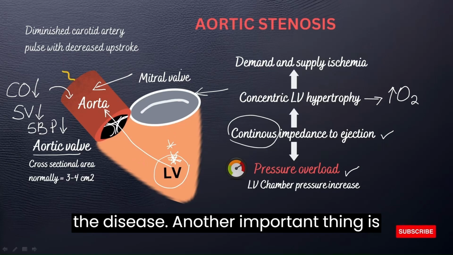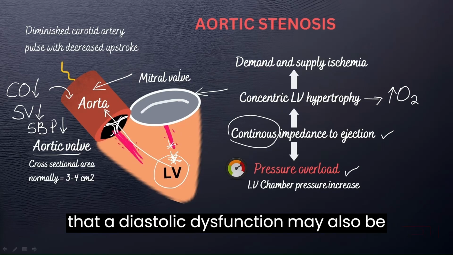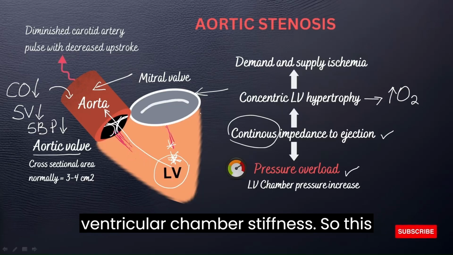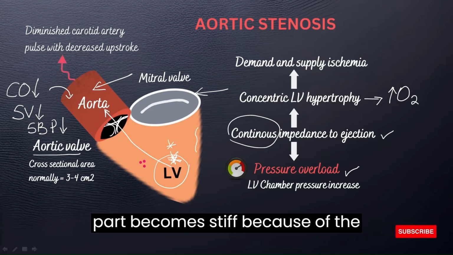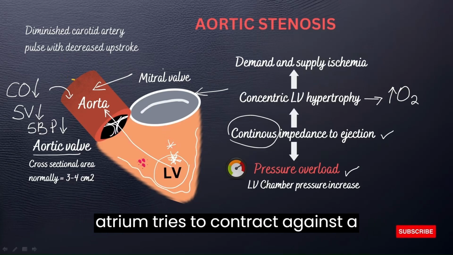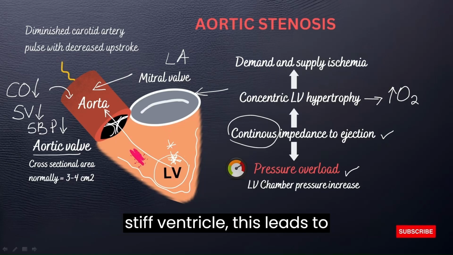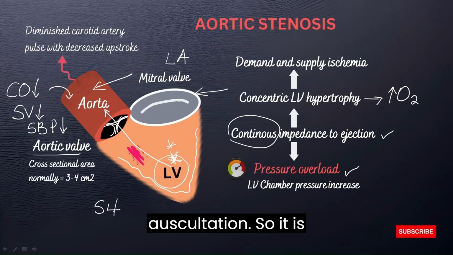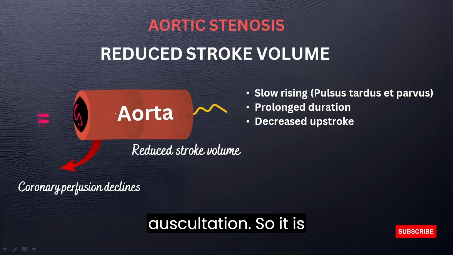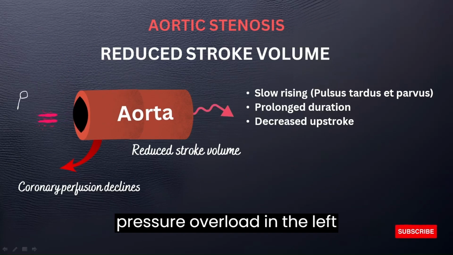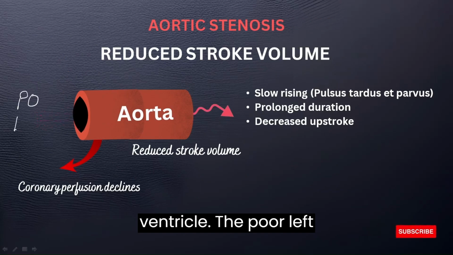Another important thing is that a diastolic dysfunction may also be associated as a result of a left ventricular chamber stiffness. So this part becomes stiff because of the remodeling. And when the left atrium tries to contract against a stiff ventricle, this leads to the S4 sound that is noticed on auscultation. So it is notable that in aortic stenosis, there is pressure overload in the left ventricle.